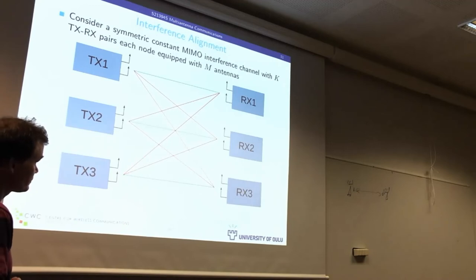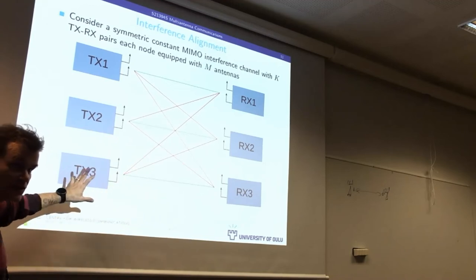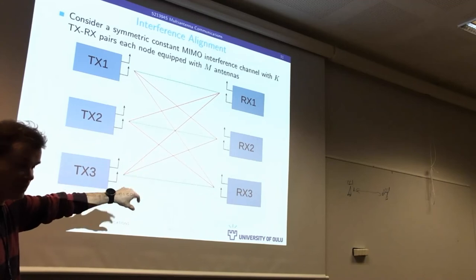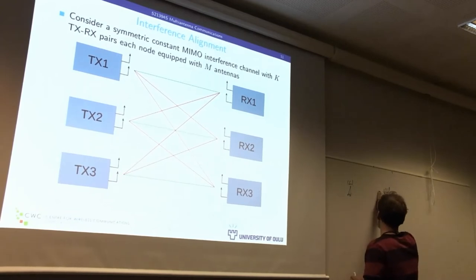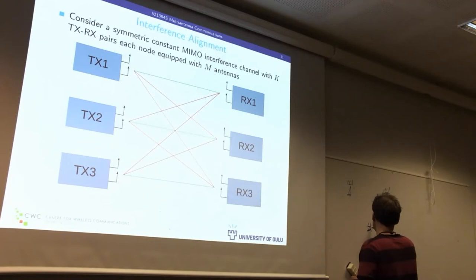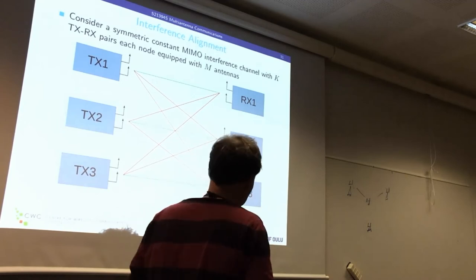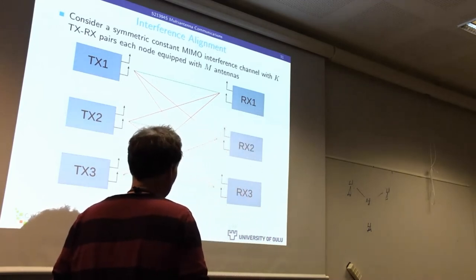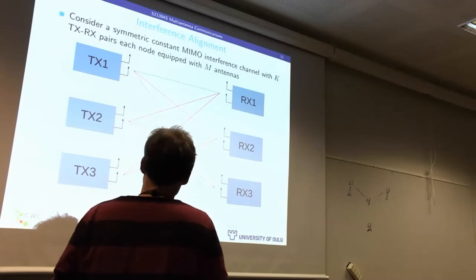Let's start with the simplest scenario. We have three transmitters, let's say three base stations, each serving one user. They are fully connected. In practice, it could be a scenario. We have three base stations with two antennas, and the users are right in the middle. The path loss is the same to all users from all base stations. It's a fully symmetric scenario, so every base station is fully interfering with the user. Of course, when we move them apart, the interference decreases.